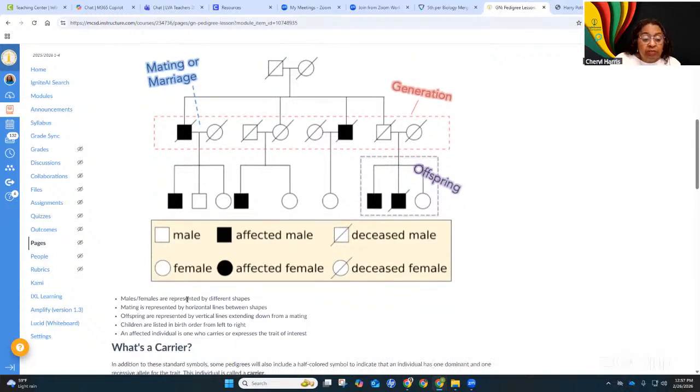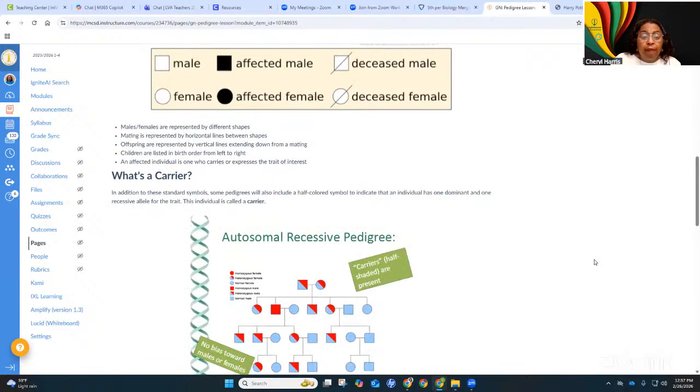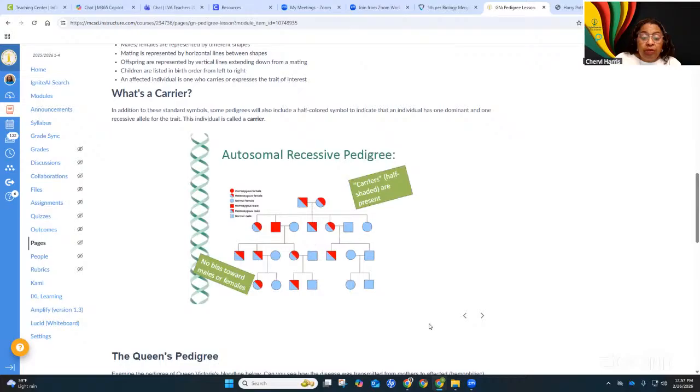So this one says the males and females are represented by the different shapes. The mating is represented by a horizontal line. Offspring are represented by vertical lines extending down from a mating. Children are listed in birth order from left to right. And an affected individual who carries the expressed trait will be shaded. Not only are they going to be shaded, they're going to have half boxes. Half boxes mean they are a carrier. They don't have the trait, but they're a carrier.